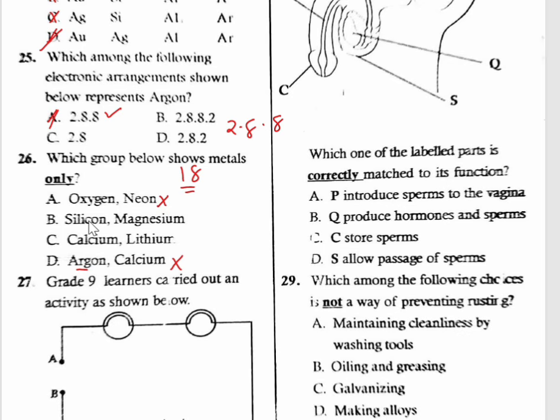When we come to silicon, silicon is not a metal. We call it a metalloid. We have 2 metalloids in the first 20 elements, that is silicon and boron, and therefore it is not a metal. And therefore the correct option is calcium and lithium. Calcium is a metal, and also lithium is a metal. Number 27.